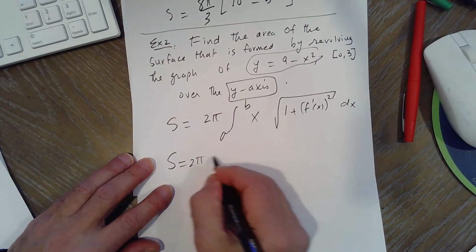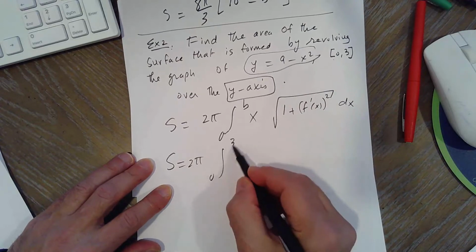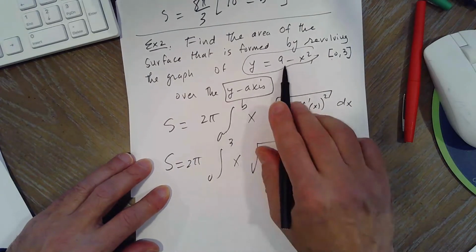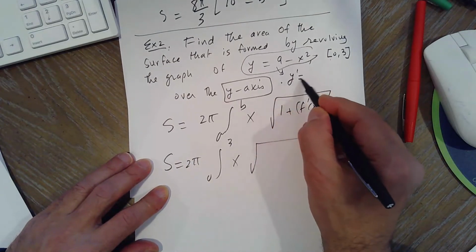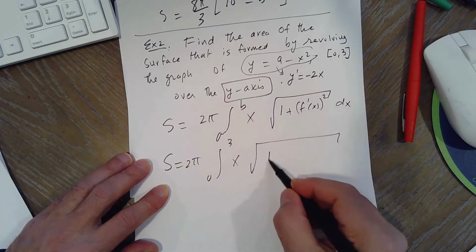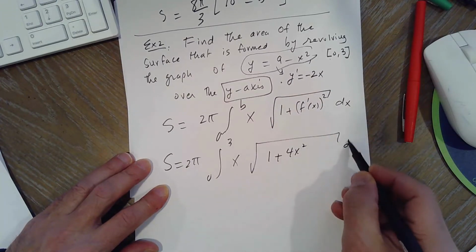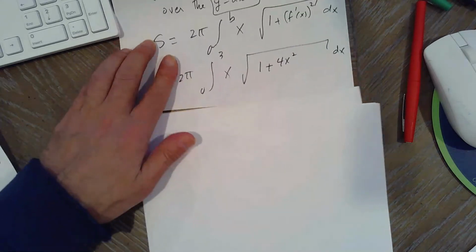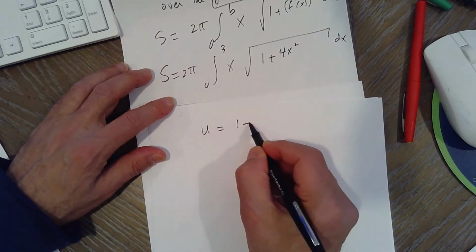So it's 2 pi integral from 0 to 3 x. If you do the derivative of 9 minus x squared, it's negative 2x. When you square it, it's 4x squared. Now we can easily integrate by doing u substitution.